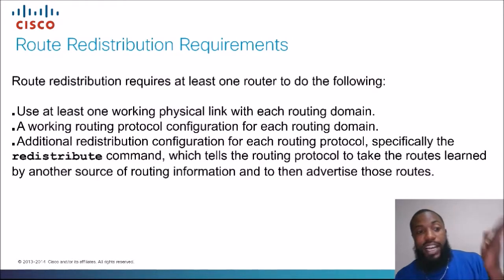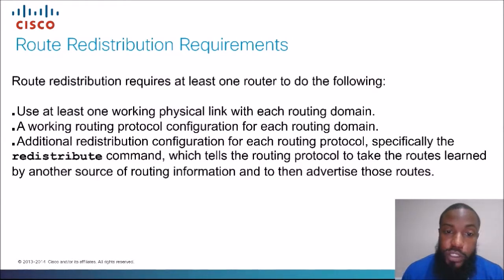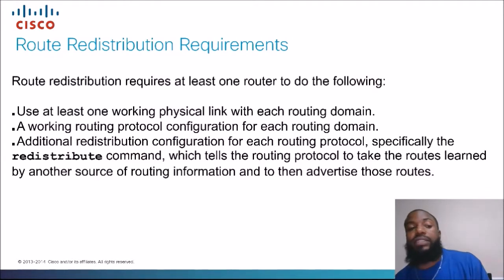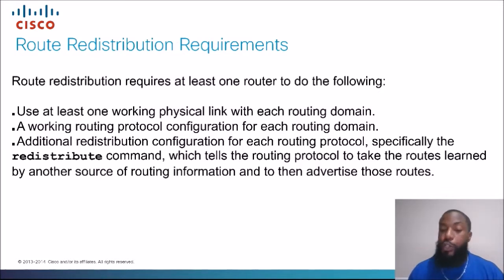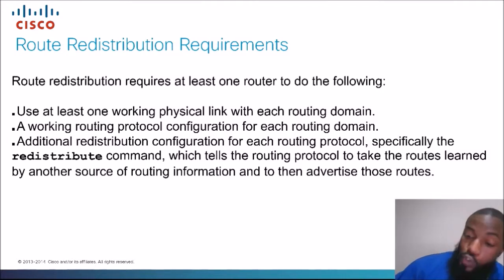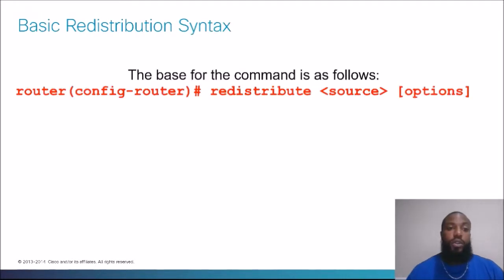You also have to have the additional redistribution configuration for each routing protocol. Basically, you got to have the redistribute command. And I'll show you the command in a little bit. We'll do hands-on in GNS3 and go over that. So this is the basic redistribution syntax. It's real easy, but you just go into router config mode. So whatever routing process it is, let's say router EIGRP, the AS number, or router OSPF, the process number, and then you type in redistribute.